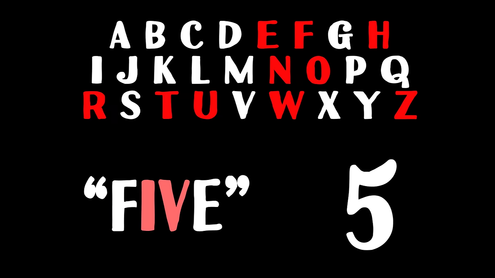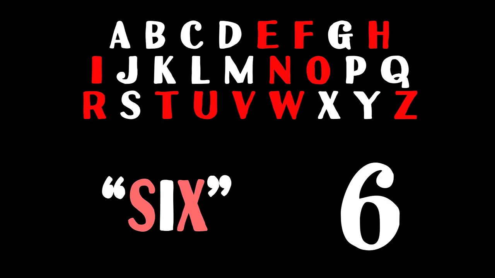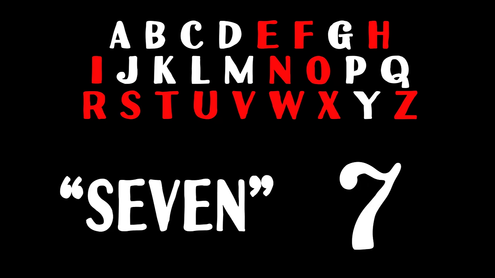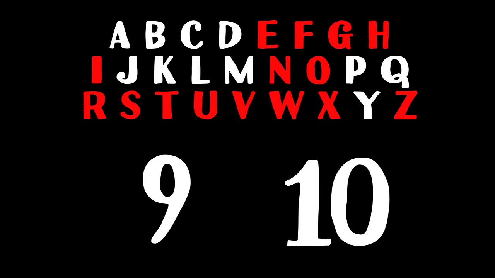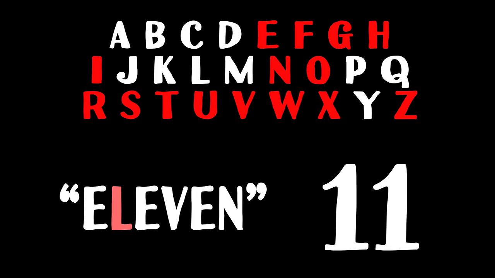5 has another F, but it has our first I and V. 6 is the first number to have an S and X. Gosh, we're knocking out a lot of letters here, aren't we? However, 7 actually does not have any new letters in it. 8 has a G, but 9 and 10 don't give us anything new. Next is 11, which has an L.